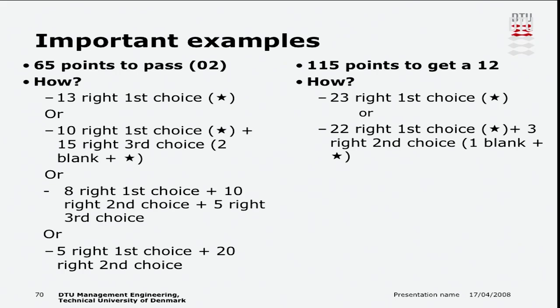So if you're there, then you know. If you have 22 rights with the first star and 3 rights in the second choice, that means 1 blank and then a star, then you can also get a 12. So think about that when you're there.